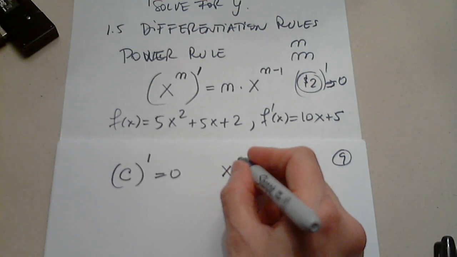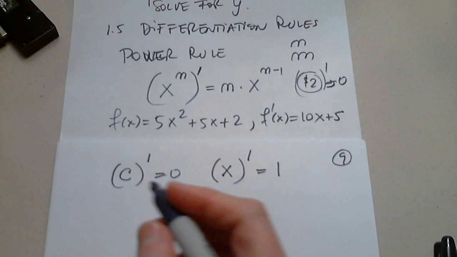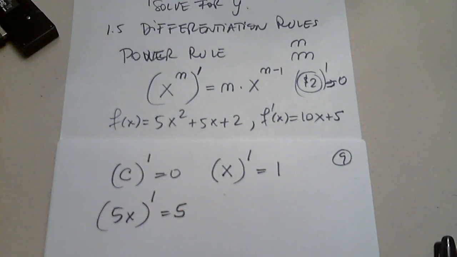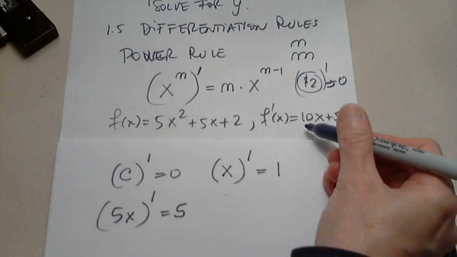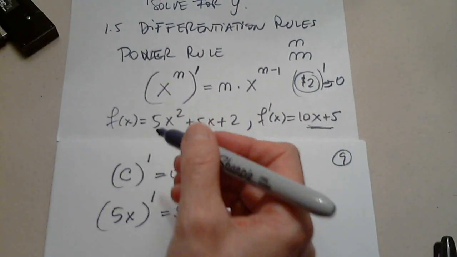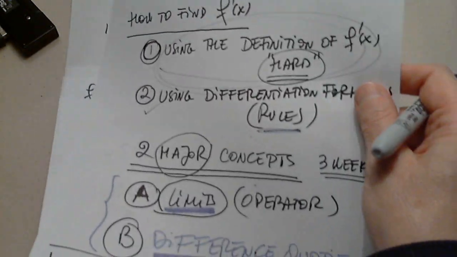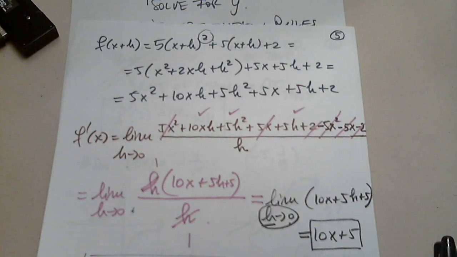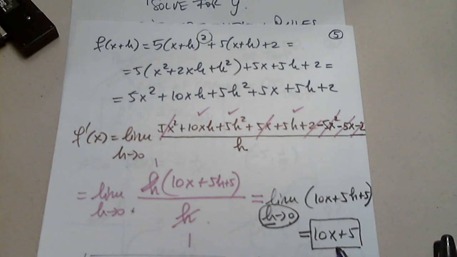X alone prime is 1. 5x prime is 5. So we didn't even need a line to determine the derivative using the differentiation rules. And look here. I started on this page, and with the definition, I finished the second page to find 10x plus 5.